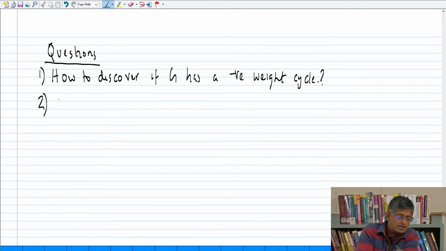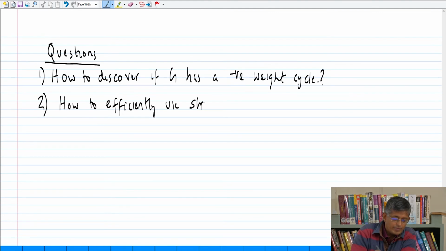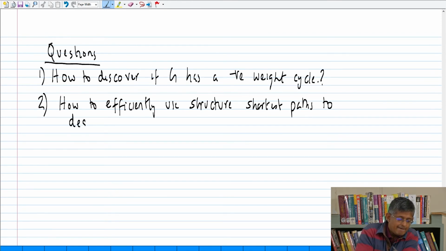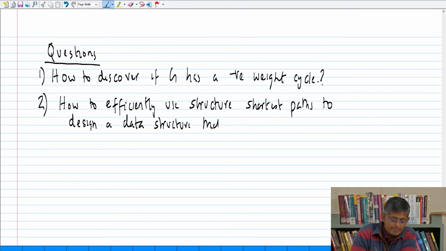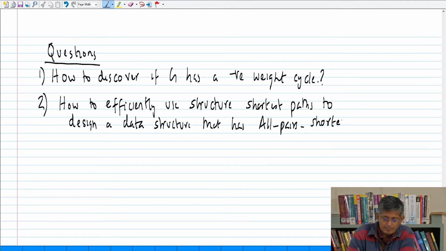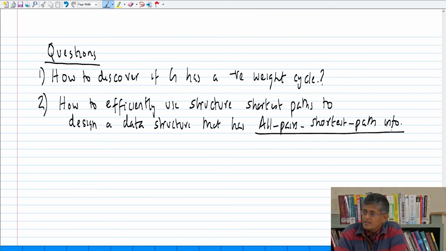Second question is that how to efficiently use the structure of shortest paths to design a data structure that has all pairs shortest path information. So observe that so far what we did was we designed a data structure which has single source shortest path information starting from S and going up to V.